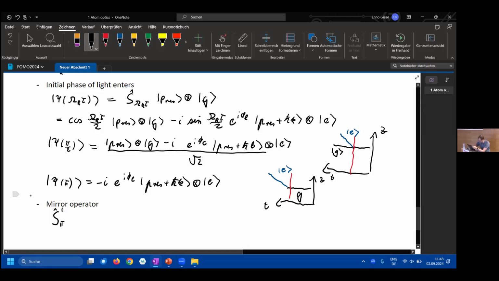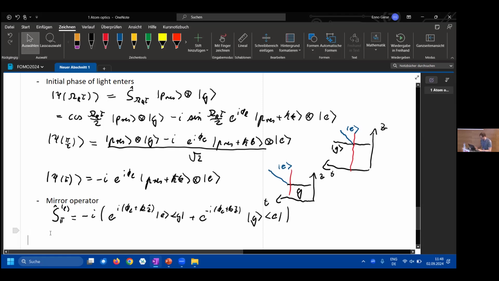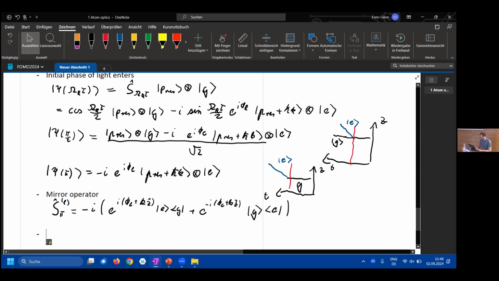S_pi(phi_L), because it still depends on the laser phase, is equal to minus i times e to the i (phi_L plus kz) times |e><g| plus e to the minus i (phi_L plus kz) times |g><e|. That's what we call a mirror operator. Just do this interaction. And the next thing is a beam splitter operator.